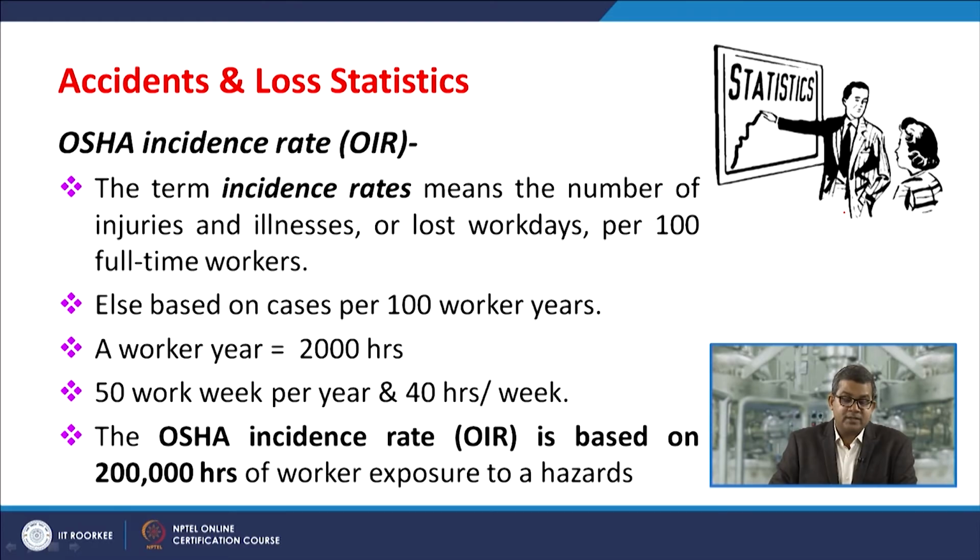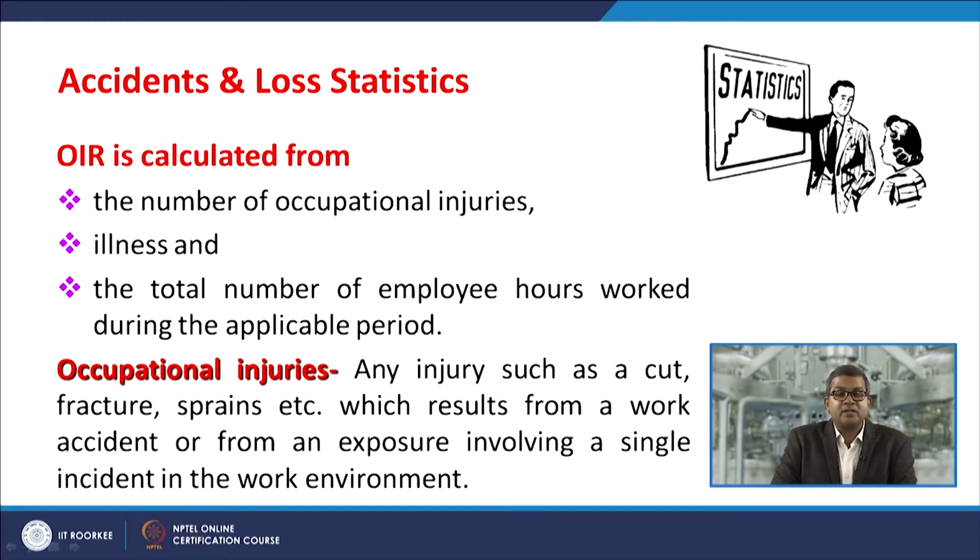This is purely statistical information, and usually the OSHA incidence rate is calculated from the number of occupational injuries. Remember, there are two types of injuries. One is the recordable one, another is the non-recordable one. So the number of occupational injuries deals with the recordable occupational injuries, the illnesses, and the total number of employee hours worked during the applicable period.